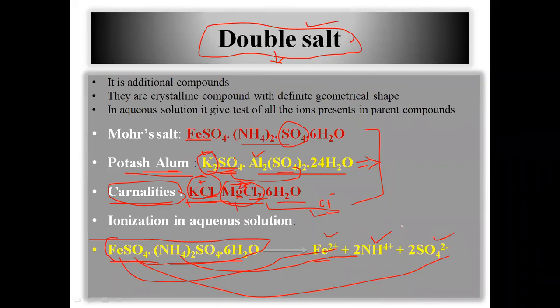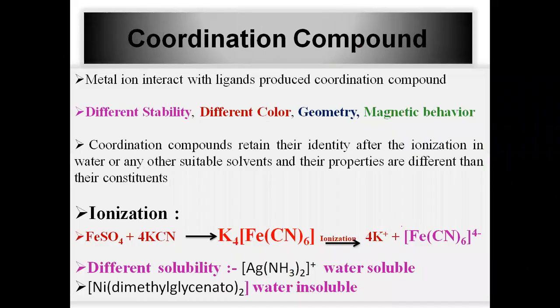So this is the characteristic of the double salt that we already learned in the last lecture. Now next is our interesting point and our main topic: coordination compounds. We are going to learn coordination compounds in detail. Firstly we have to know what this concept is. Very simply, a metal ion interacts with a ligand to produce a coordination compound.